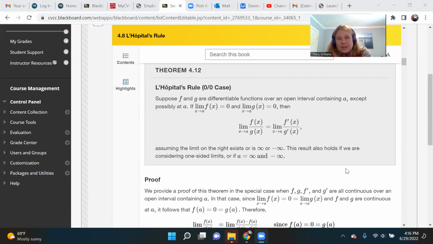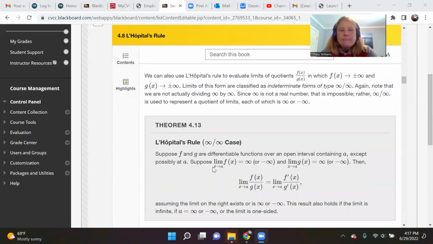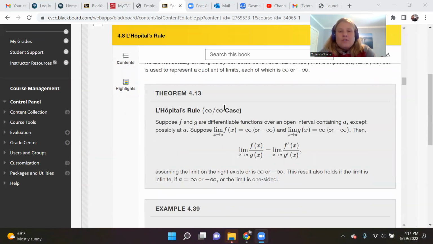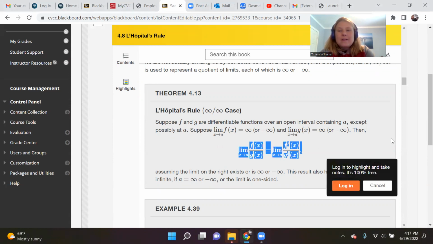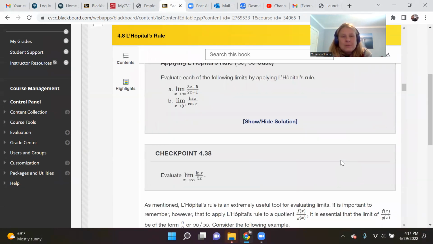So assuming the limit on the right exists or is negative infinity or positive infinity, this result also holds if we're considering one-sided limits. So you just keep taking the derivative of the top and the bottom until you get a form that is going to provide you an algebraic answer through direct substitution. And we keep going here. Here is the infinity over infinity case. It actually turns out it's the same thing. You just take the derivative of the top and the bottom, and you keep doing that until you get something that you can take the limit of through direct substitution.